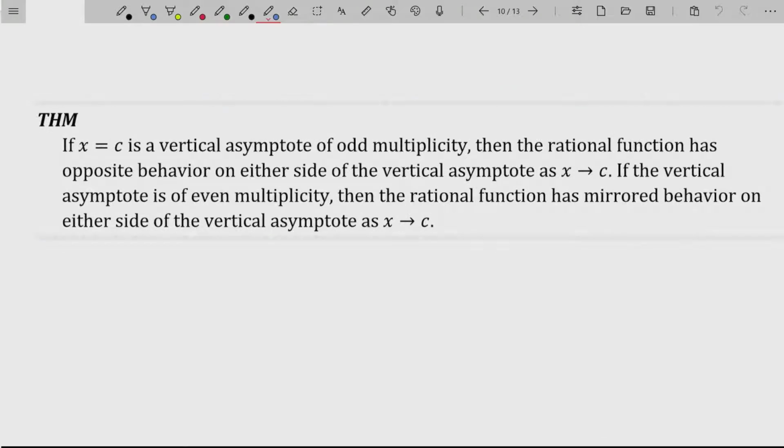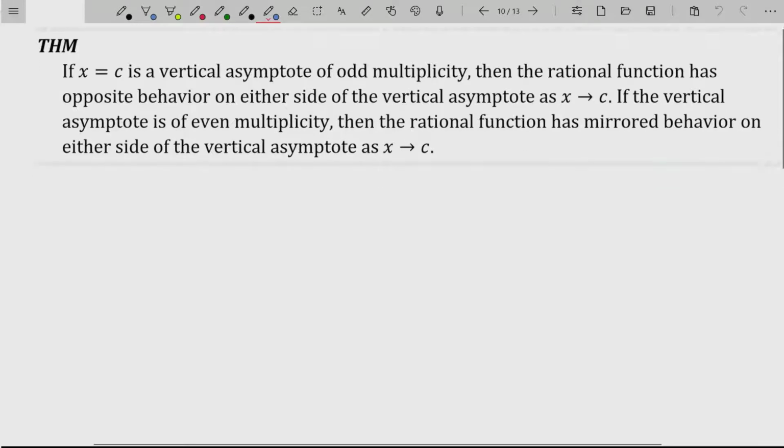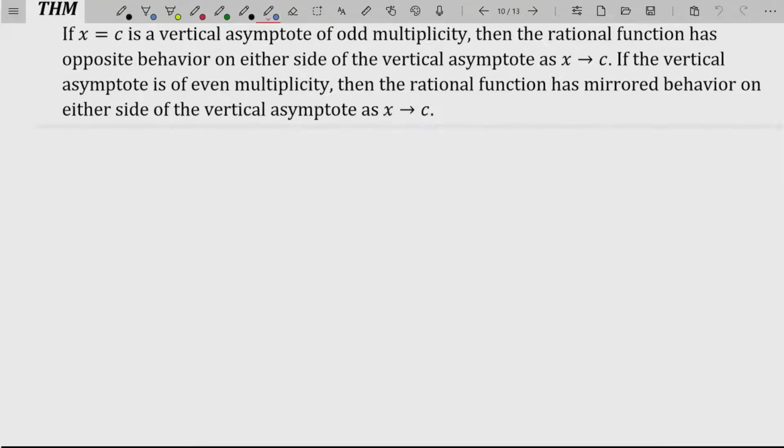If the vertical asymptote is of even multiplicity, then the rational function has a mirrored behavior on either side of the vertical asymptote as x approaches c. Let me give you just a simple one-shot example.